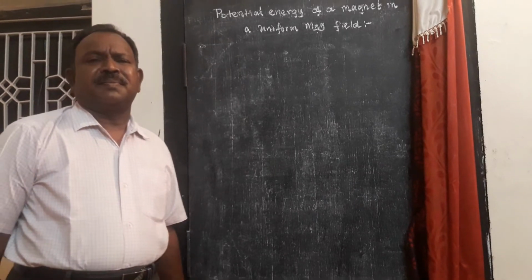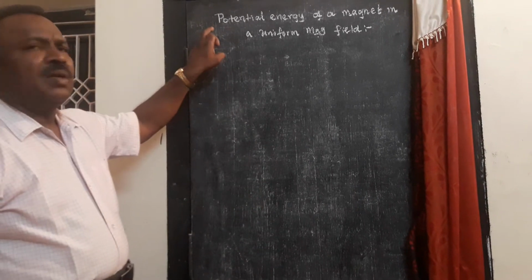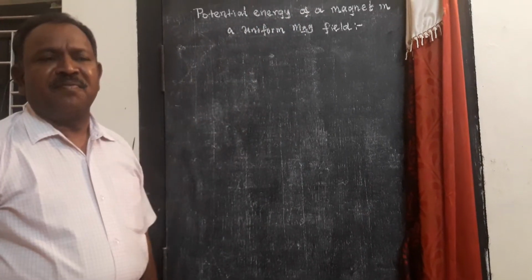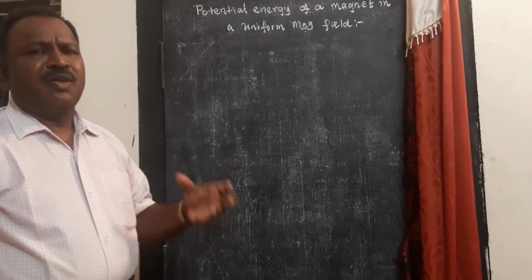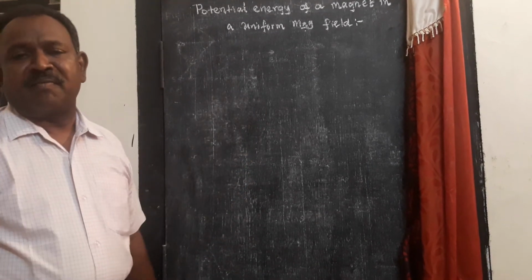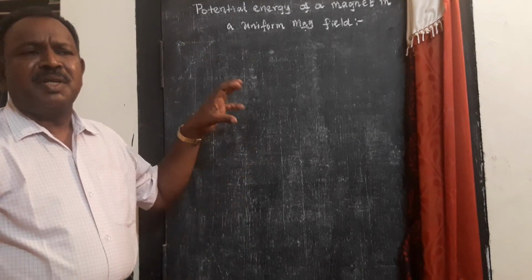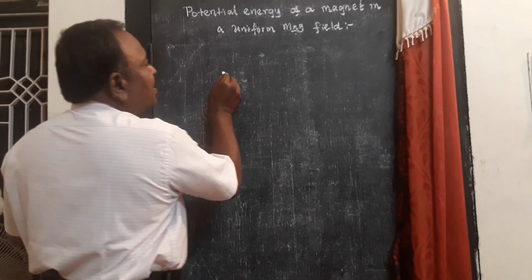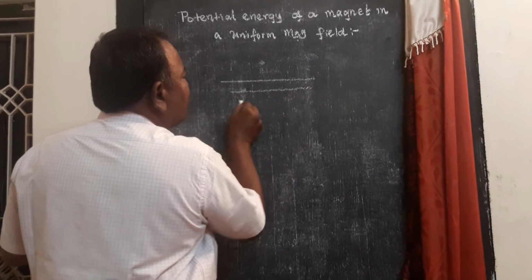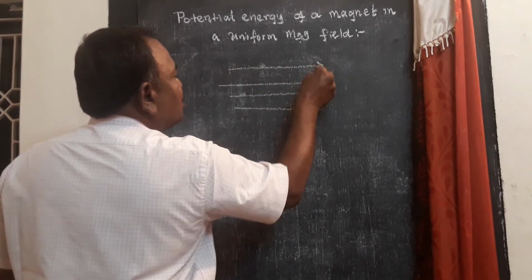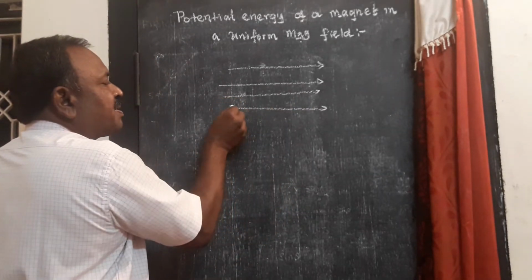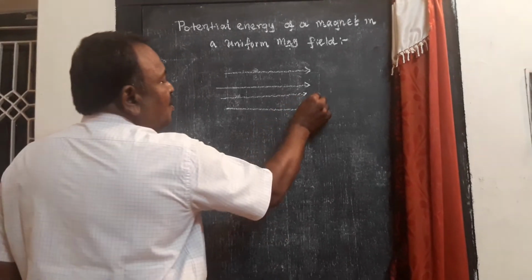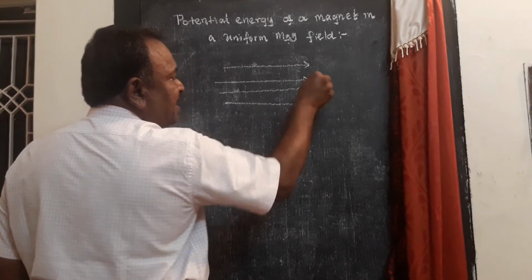Good morning, student. Today we are going to see what is the potential energy of a magnet in a uniform magnetic field. So we are going to keep a magnet in a uniform magnetic field, and see what is the potential energy possessed by that magnet. For that, we are going to consider a uniform magnetic field. A uniform magnetic field is represented by parallel magnetic field lines. So this is a uniform magnetic field of strength B.